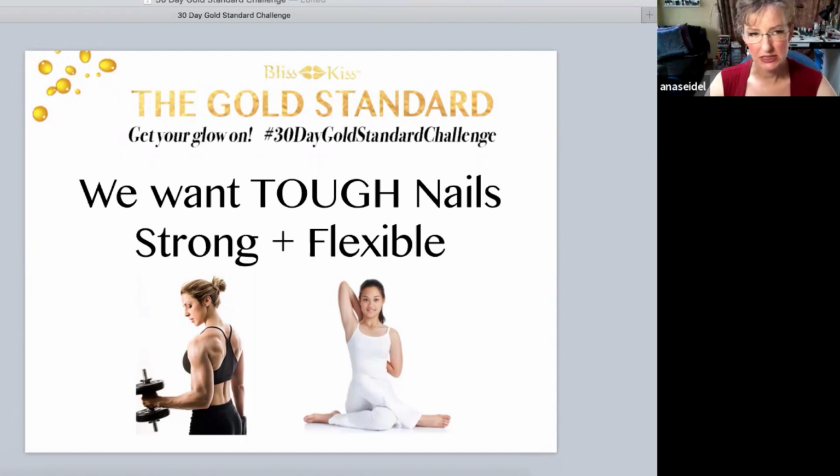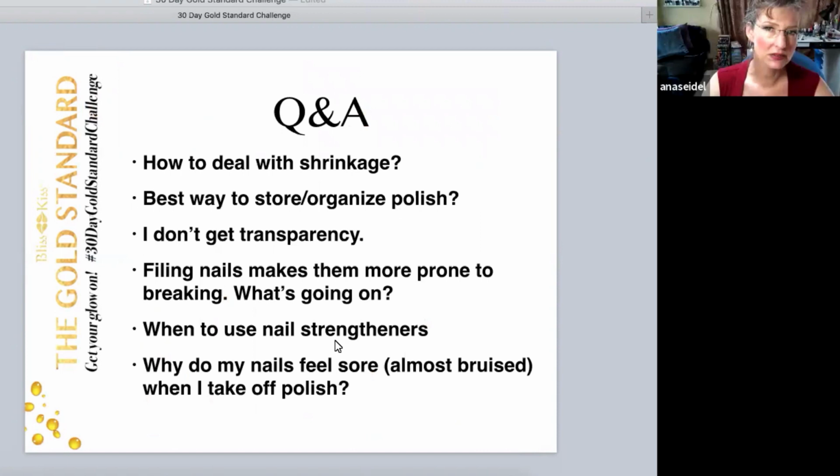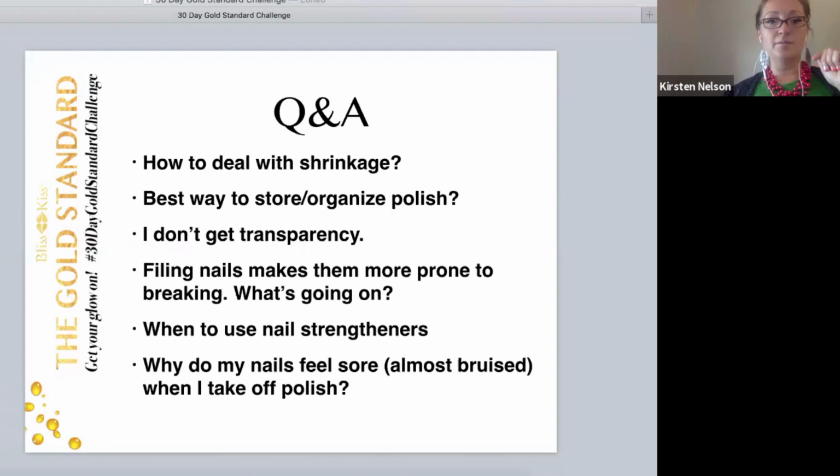It is. Okay. And then, like you're talking about, it changes with the season. So you've got two seasons you're dealing with. You're dealing with the actual season of our globe, and then you're also dealing with this model of what we're talking about, the season of your own nails. Yep. Okay, so that's the nail strengtheners.